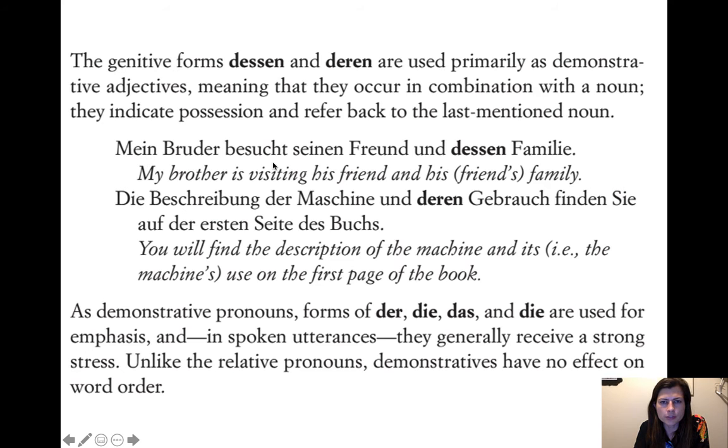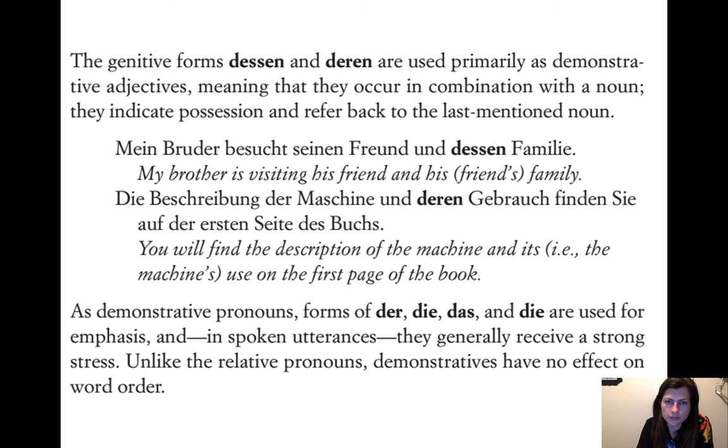Mein Bruder besucht seinen Freund und dessen Familie. My brother is visiting his friend and his friend's family. So the reason, obviously, it could be seine Familie, if you want to say his family: my brother is visiting his friend and his family. So imagine if it were, mein Bruder besucht seinen Freund und seine Familie. That would be his, seine. That would be the standard way to say it.